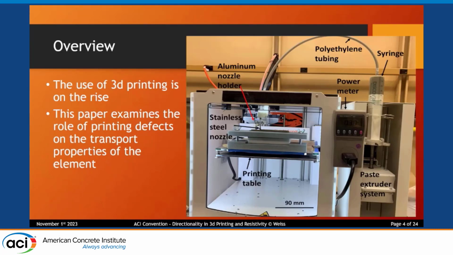So we've got the 3D printer. The use of 3D printing is growing. It's on the rise. And the question is, do we always get a uniform microstructure, a uniform mesostructure, a uniform structure of concrete? And if we don't, can we start to see what the role of defects might be when it comes to the transport properties in concrete? Now, I use transport properties because there are many different types of transport properties, and I'll start to describe these a little bit more on the next slide.